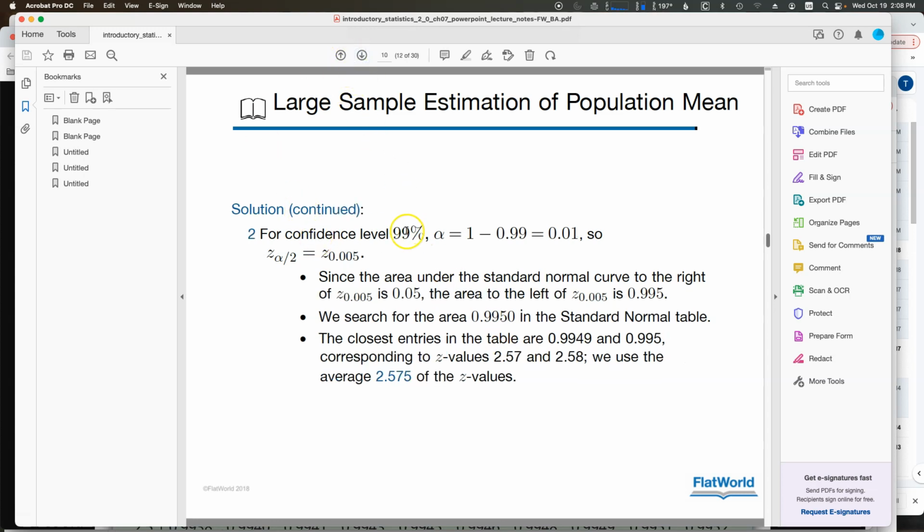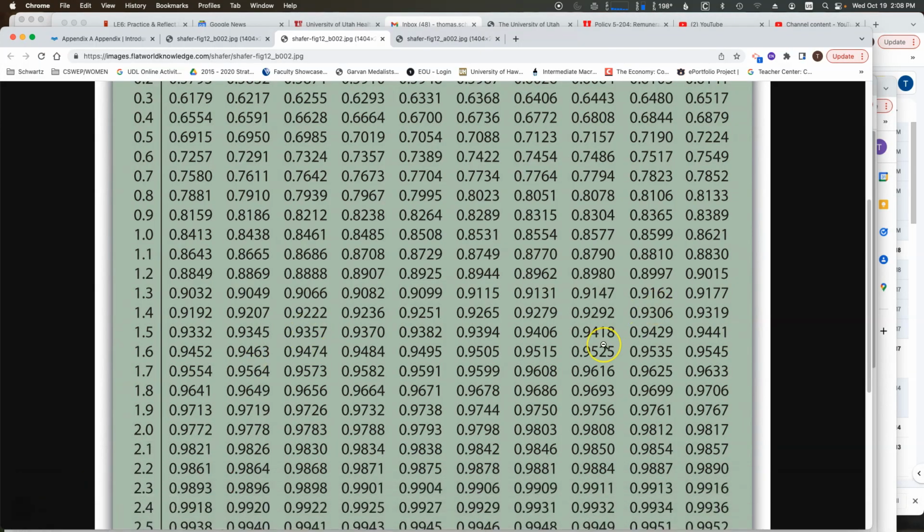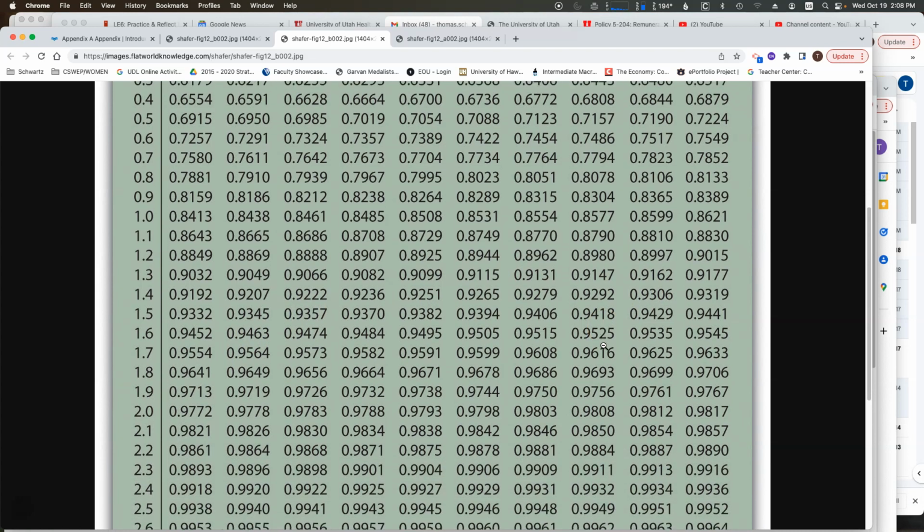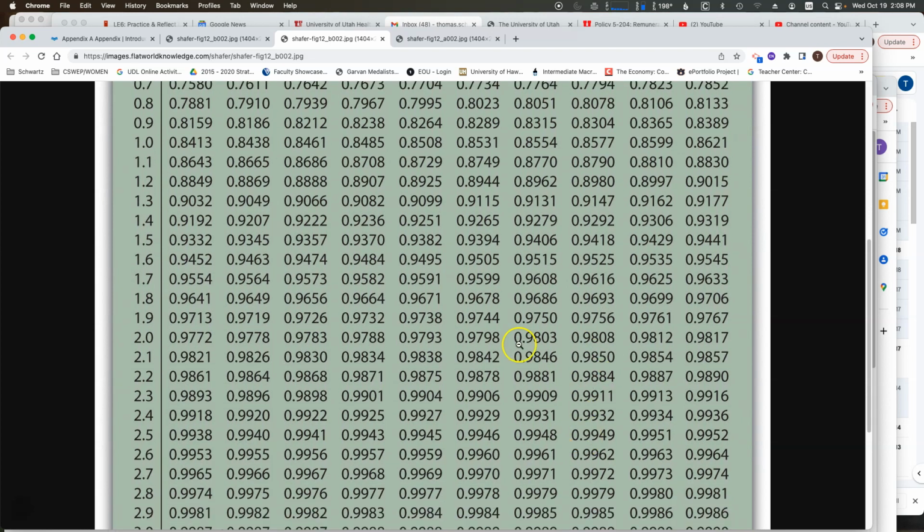To go to the 99% confidence level, that would be 0.5% on each side. And so now we'd be looking for 0.9950, right about right there. So it should be about 2.57 and 2.58 where we're approximately at 0.9950. So that, again, gives us an idea of what kind of z-statistic we would need to see, in this case, about 2.575.